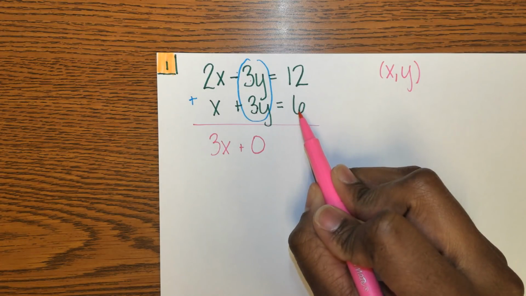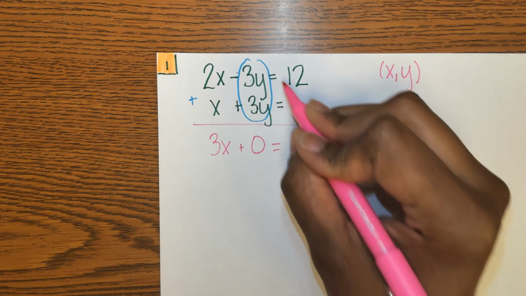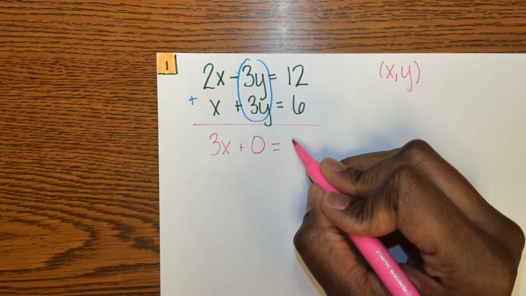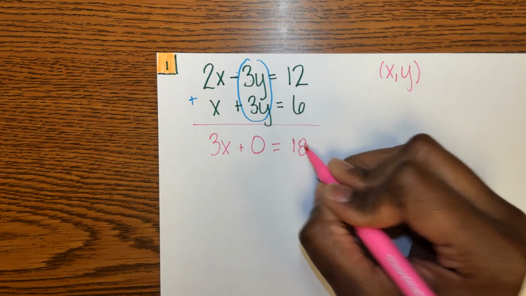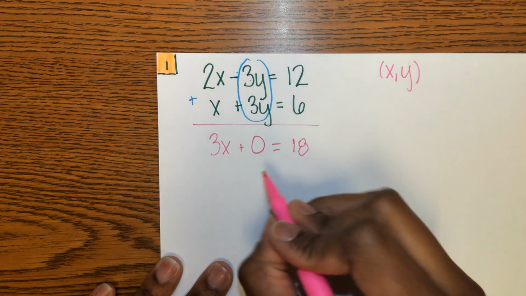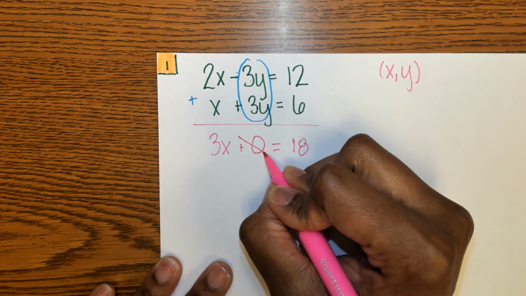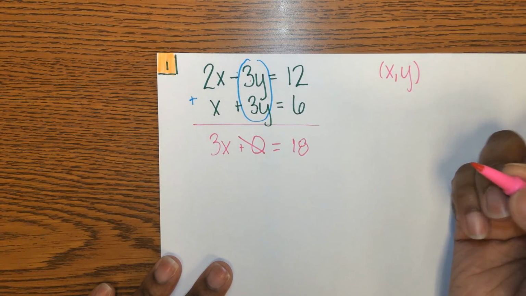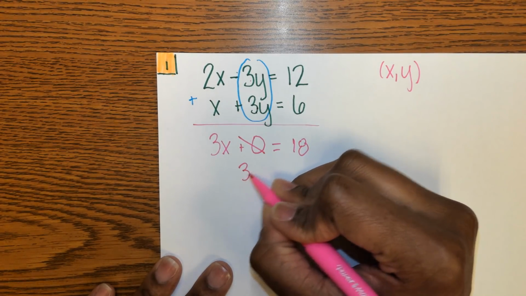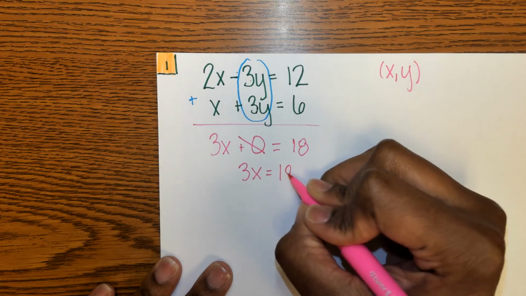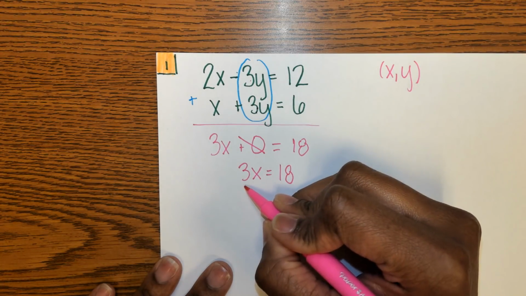Then I have 12 plus 6. So I bring that equal sign straight down, and 12 plus 6 gives me 18. From there, I'm going to get rid of that 0, because I really don't need it there. It doesn't change anything. So I'm just going to write this as 3x equals 18.